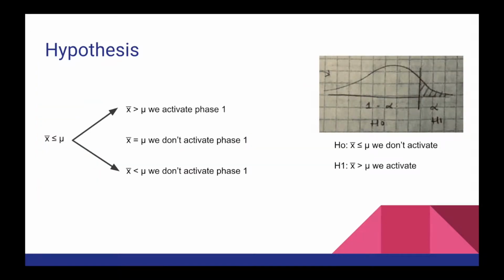We have to analyze what the problem is saying. Now, according to what the problem says, if the mean of the sample is greater than the mean of the population, we need to activate phase 1. If the mean of the sample is equal to the mean of the population, we don't activate phase 1. And finally, if the mean of the sample is smaller than the mean of the population, we don't activate phase 1. As the two last statements say we don't activate phase 1, we need to gather them in a single statement.